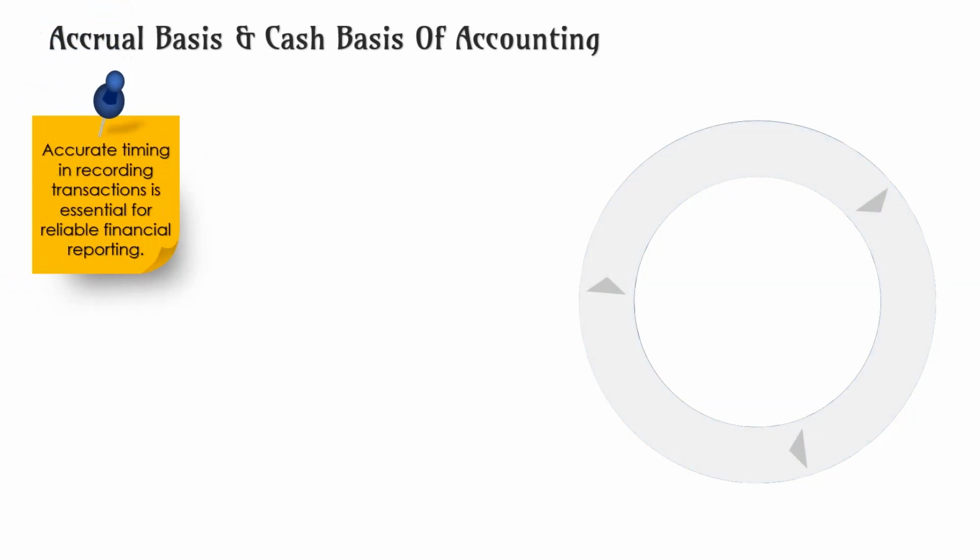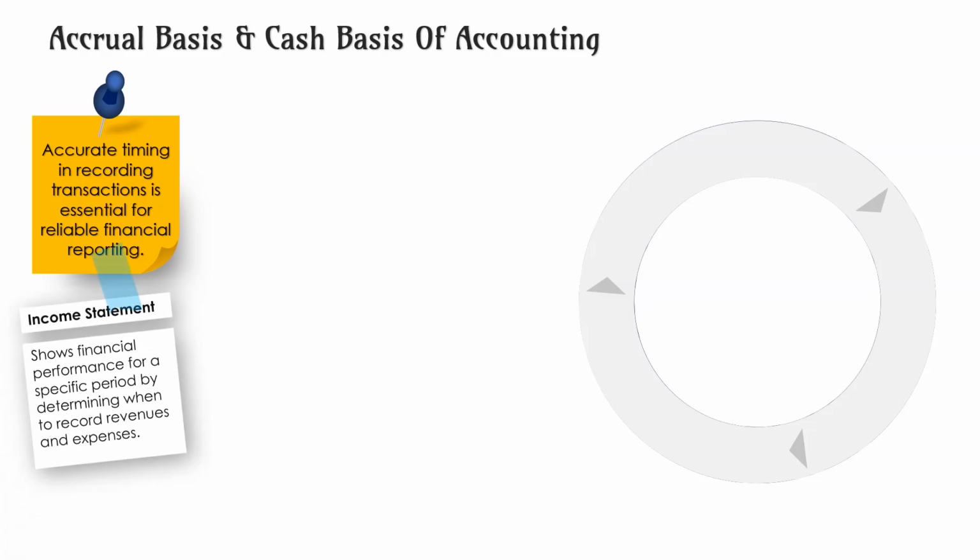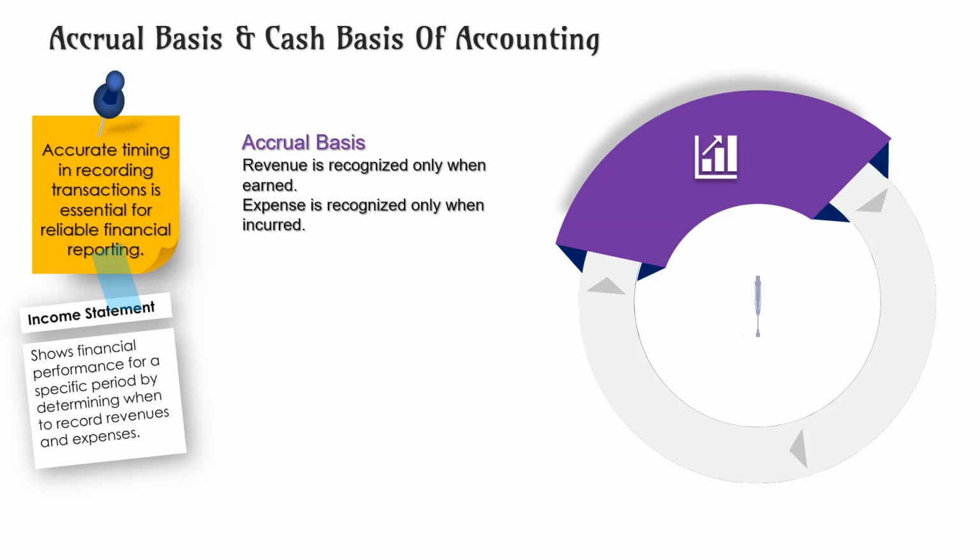Accurate timing in recording transactions is essential for reliable financial reporting. The income statement reflects financial performance over a specific period, whether a month, quarter, or year, by accurately timing the recording of revenues and expenses. Under the accrual basis of accounting, companies recognize revenue when it's earned, not necessarily when cash is received, and record expenses when they are incurred, regardless of when they are paid.